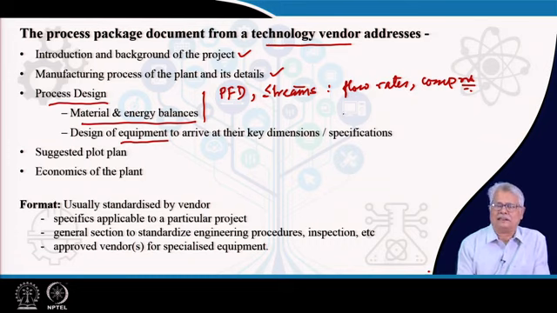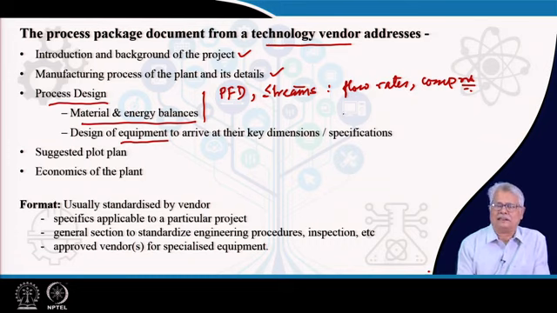Normally, with the technology that is provided to the client, you are supposed to suggest a plot plan also. This could be a generalized plot plan for similar plants, or in case you have the details about the location of the plant, you may include a specific plot plan for this specific client also. Normally, the economics of the plant is also decided along with the project evaluation in the process design. That is basically the technical process package.